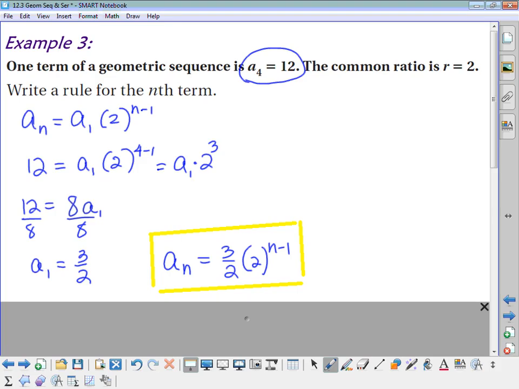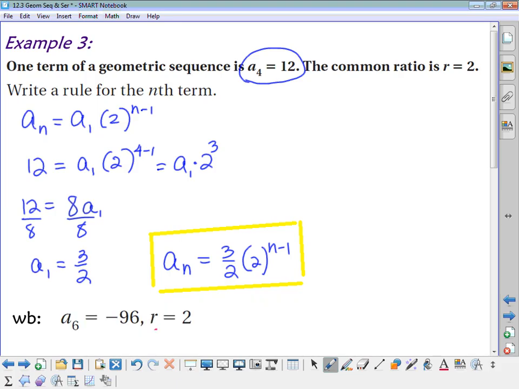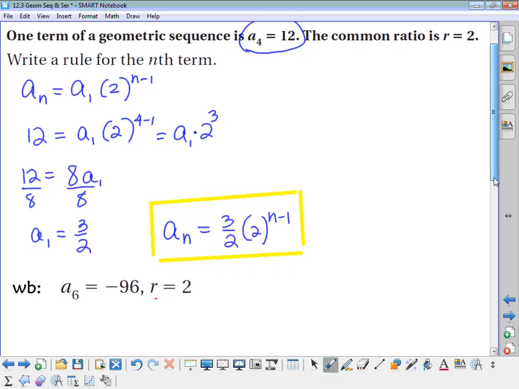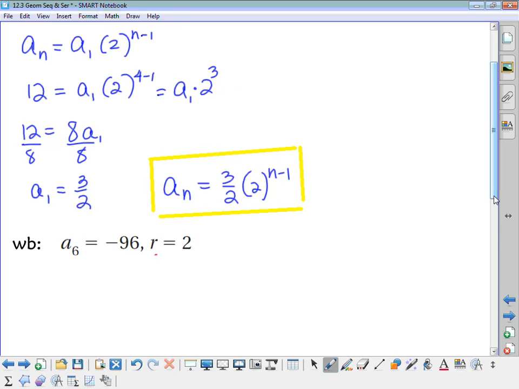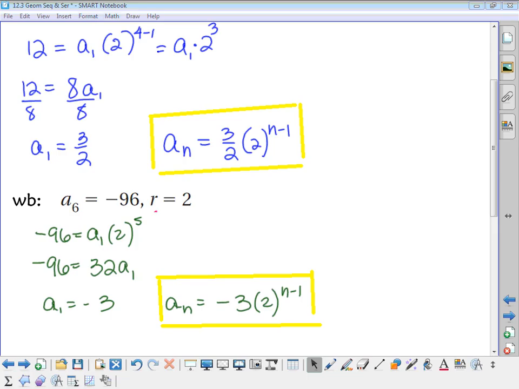Okay. So when you're done writing that down, here's one for you to try. A sub 6 is negative 96, and the ratio is 2. All right, so when you work backwards, you would have found that a sub 1 was negative 3, so when you plug it in, negative 3 times 2 to the n minus 1.